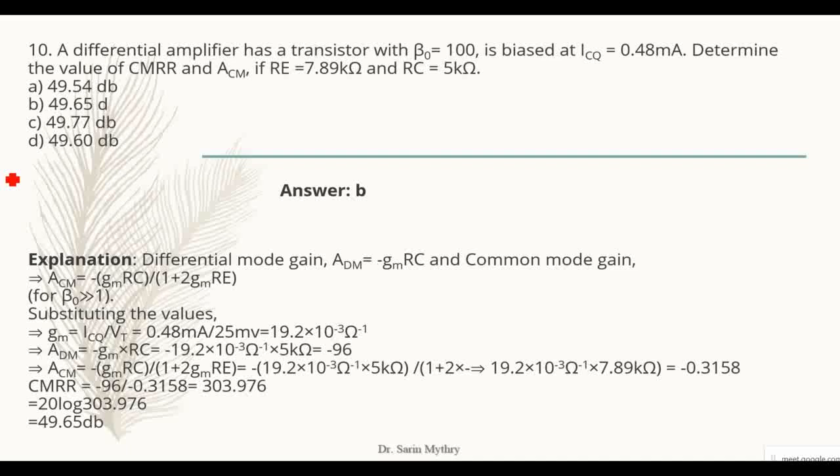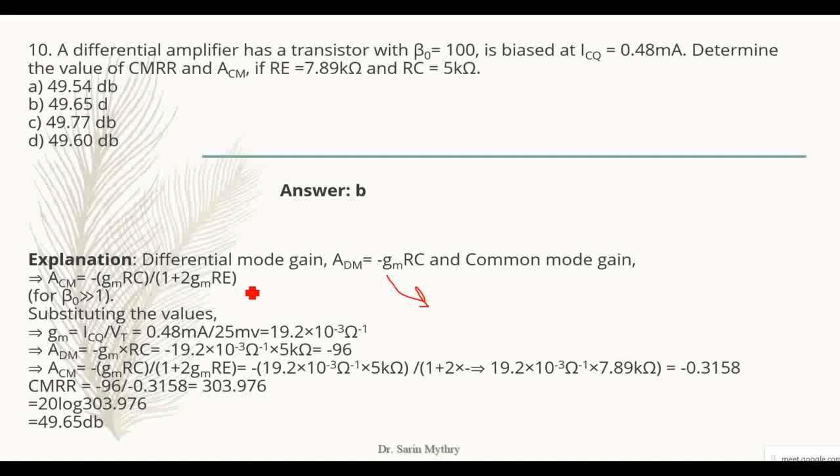So now let us see here, substitute the formula. You all know the formula for this one. Differential mode gain ADM is equal to minus GM into RC, where GM is the transconductance. This formula we have studied. And common mode gain ACM is equal to minus GM into RC divided by 1 plus 2 times GM into RE.